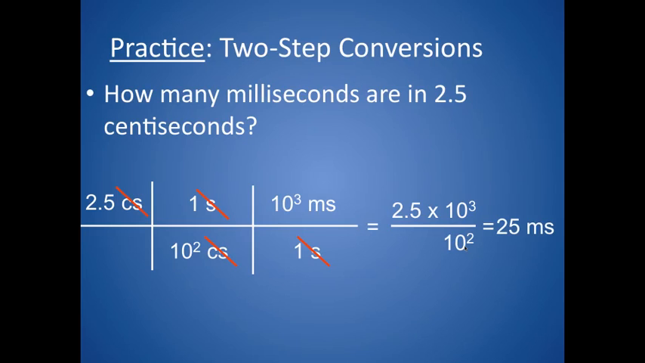What you might notice is that this practice problem right here looks exactly the same as the one we did before. And that's because the prefixes are the same. So you're going from a centi prefix to a milli prefix. So these two-step conversions, once you learn the system and once you learn the prefixes, a lot of these conversions are going to look very similar. And I know that this is going to be one of the more challenging lessons, but with some practice we'll get it done.